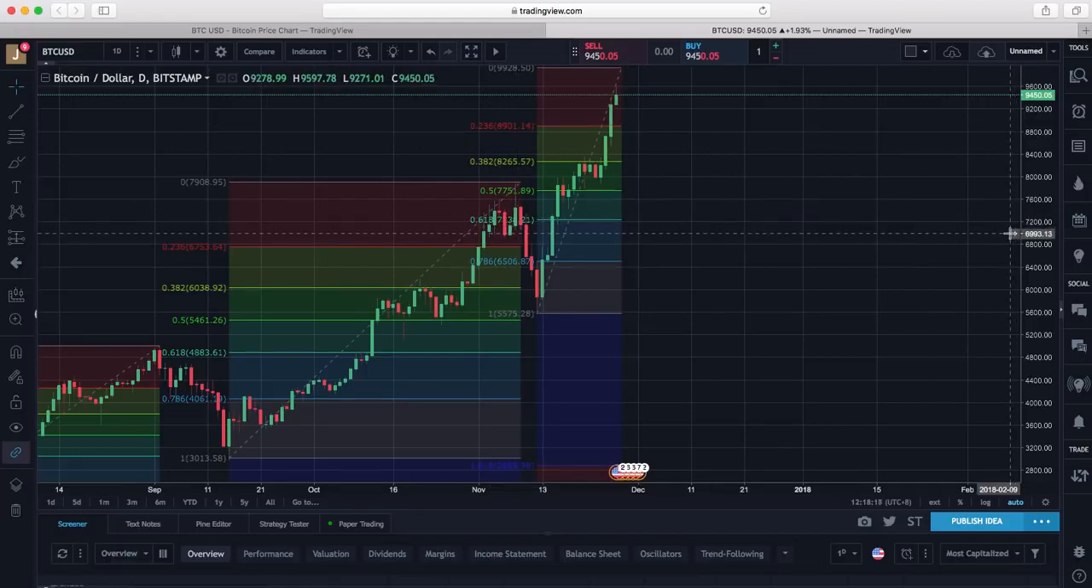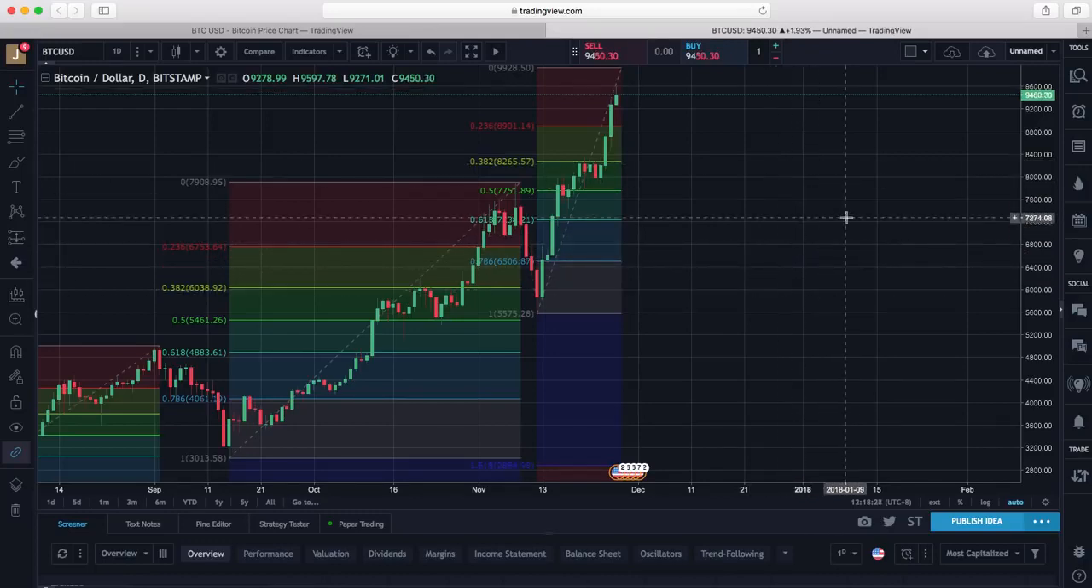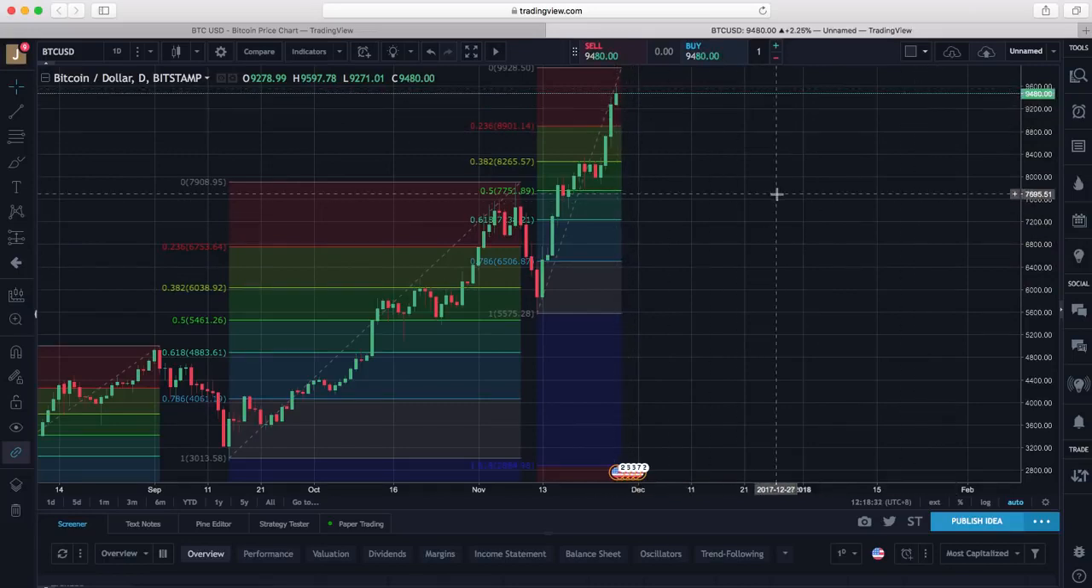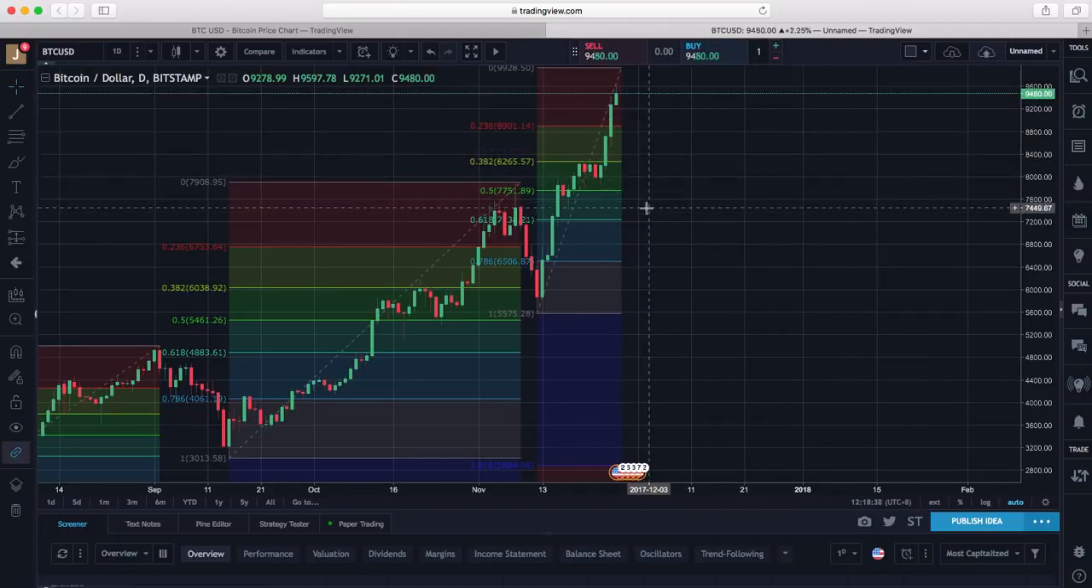Anything under $7,000 before 2018, I would say that's a reversal of the market. But knowing what Bitcoin is and what it can be, I don't believe it'll reverse. I just believe that it will come back down to anywhere between 8.5 and 7.5 as a safe bet.